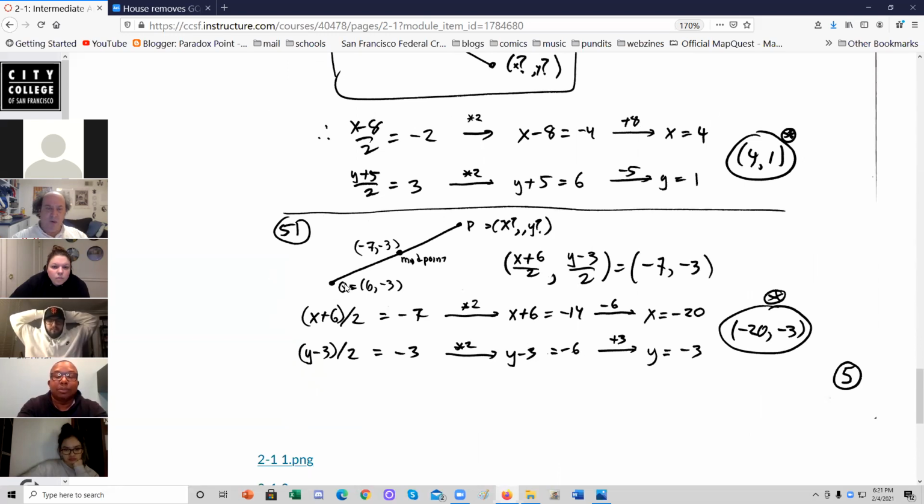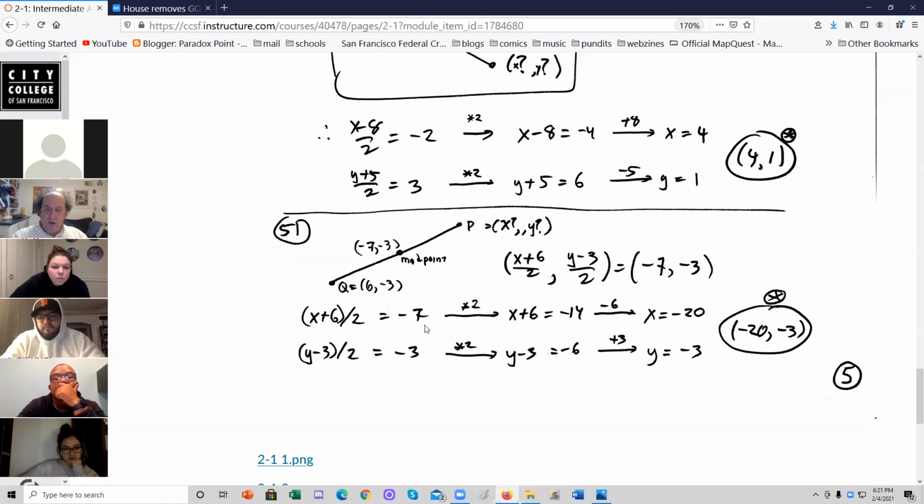Same deal here. We have a 6 by negative 3. We have a midpoint negative 7 by negative 3. And we have the other point unknown. Unknown x by unknown y. Well, okay. X plus 6 over 2 is negative 7 here and here. Y plus negative 3 over 2 is negative 3.